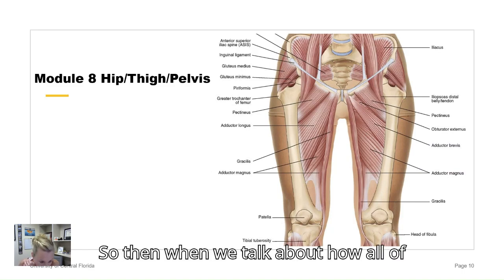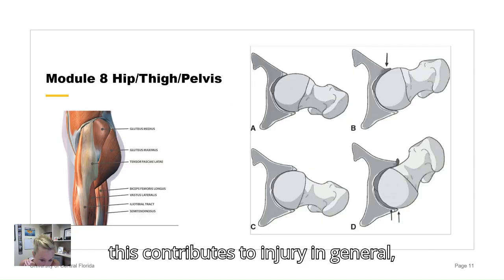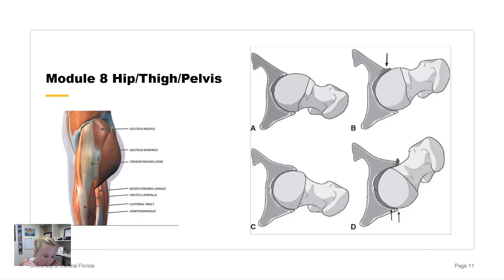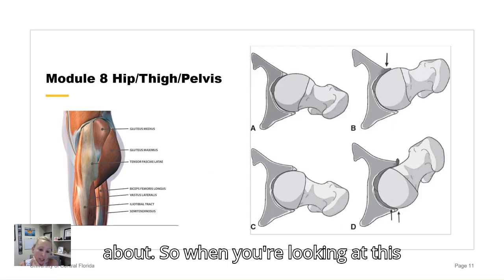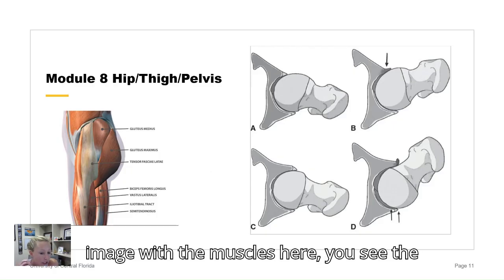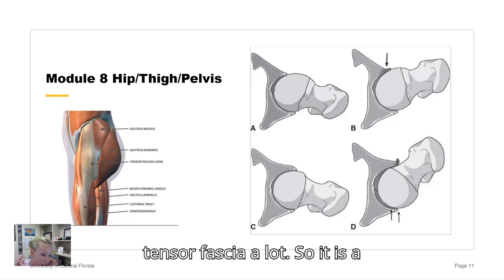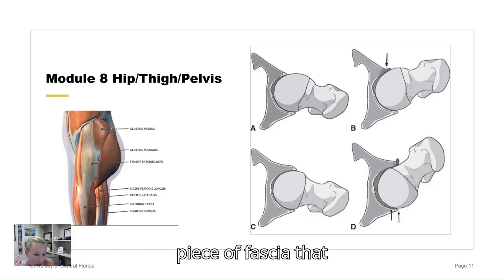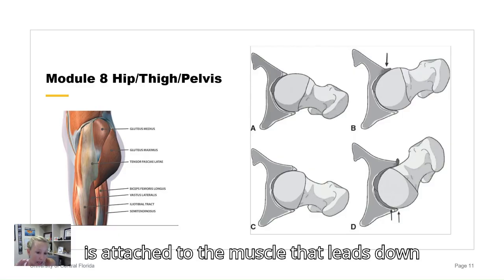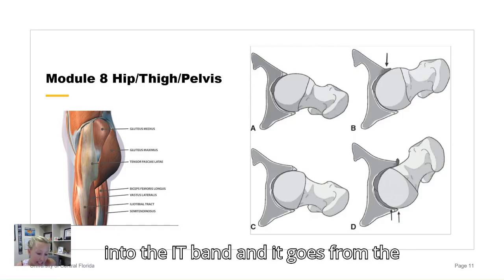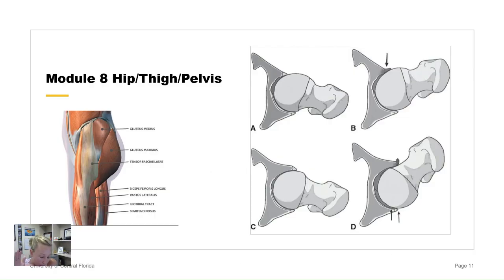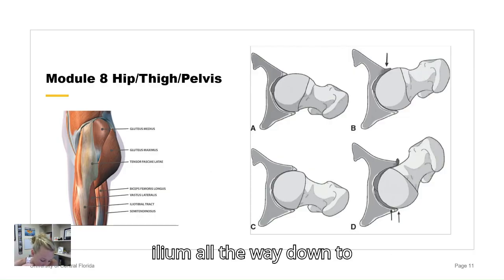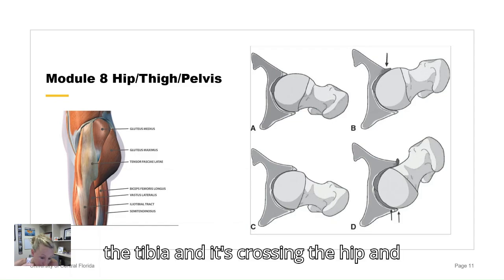So then when we talk about how all of this contributes to injury in general, first let's just start with the trochanteric bursitis that we talked about. So when you're looking at this image with the muscles here, you see the tensor fascia lata. It is a piece of fascia that is attached to the muscle that leads down into the IT band, and it goes from the hip, the pelvis, the ilium, all the way down to the tibia, and it's crossing the hip and the knee.